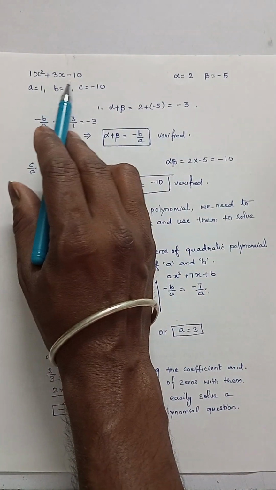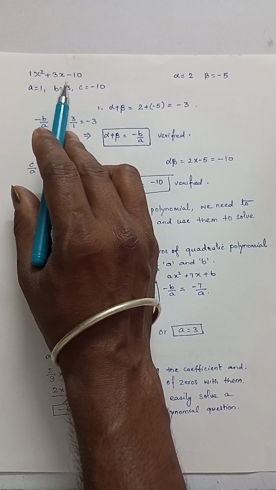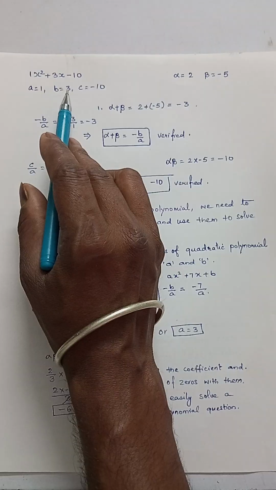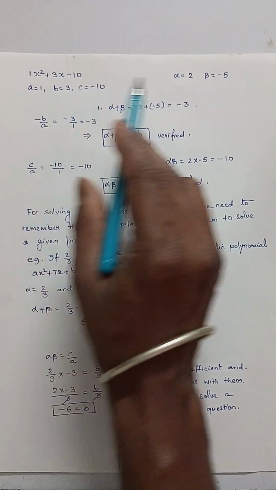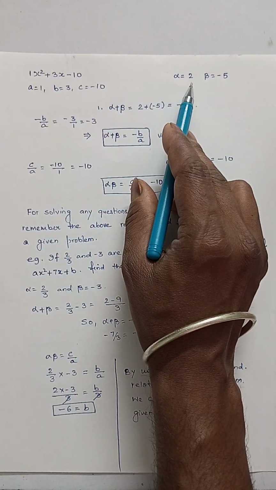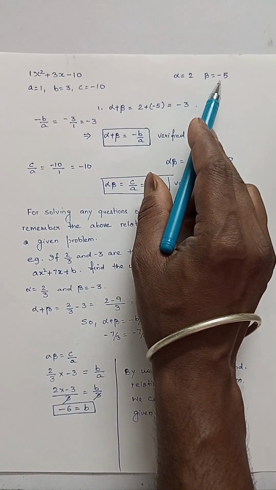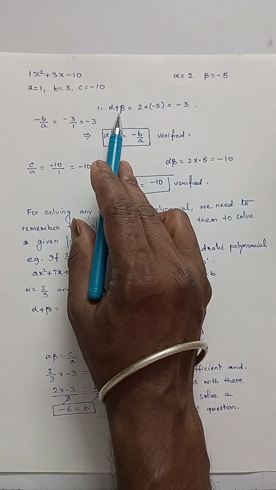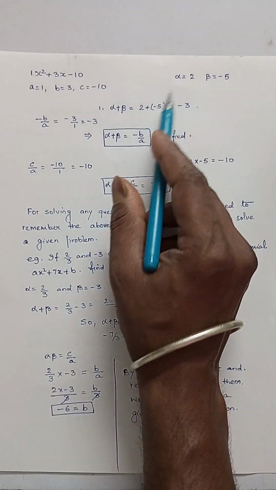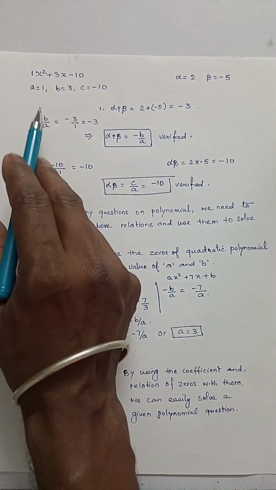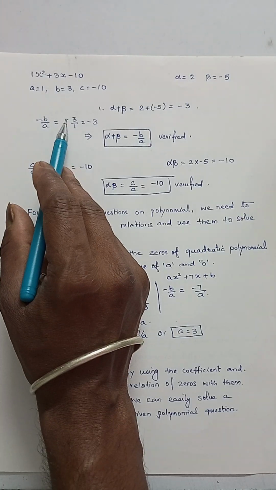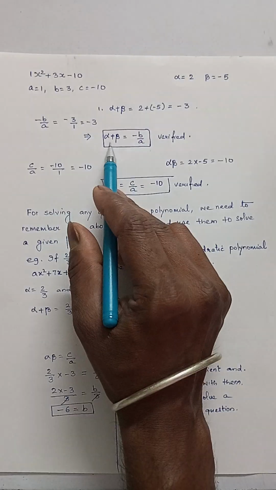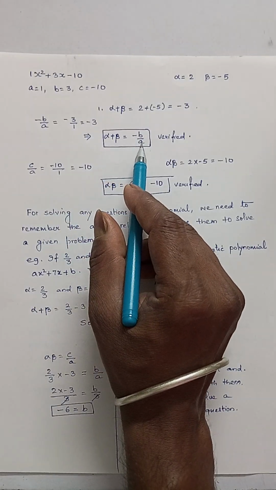Now x square plus 3x minus 10, this was the original equation, so we are going to find a equals 1, b equals 3 and c equals minus 10. Alpha and beta, which we found in the previous page, were 2 and minus 5. So first of all, the first relation is alpha plus beta, which we get as 2 plus minus 5, that is minus 3, and minus b upon a is minus 3 upon 1, that is minus 3. This verifies our relation alpha plus beta equals minus b by a.